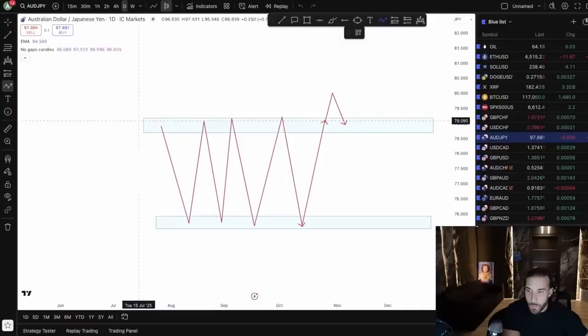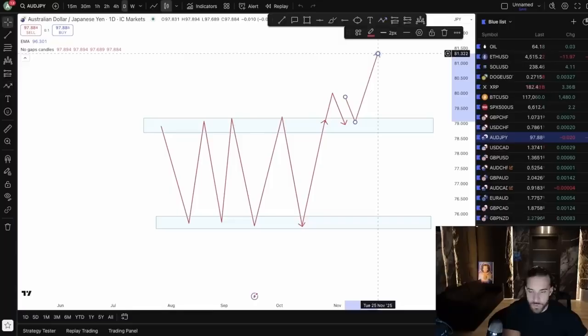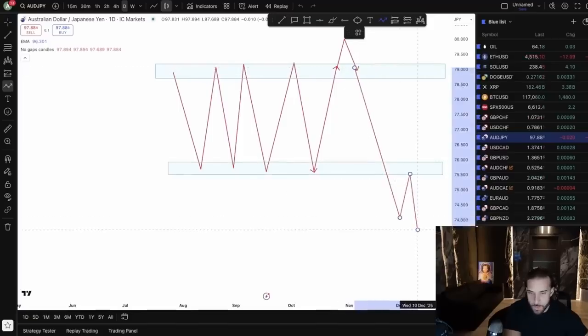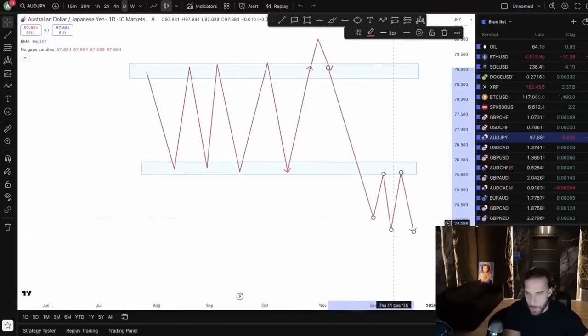If this is very well respected when you're below it, when price is above it, it should also be very, very well respected. If this is very well respected when above it, when below it, it should also be very well respected when below it.